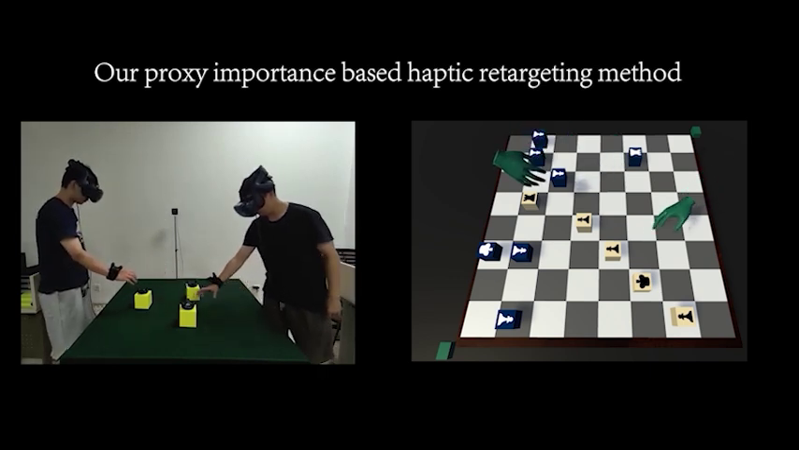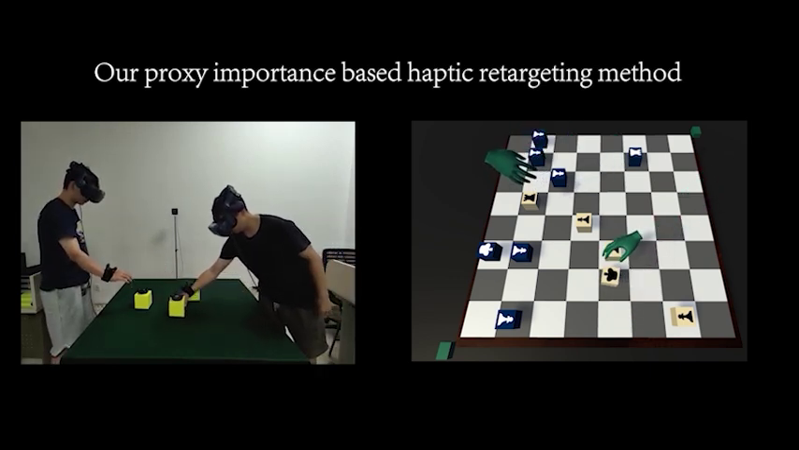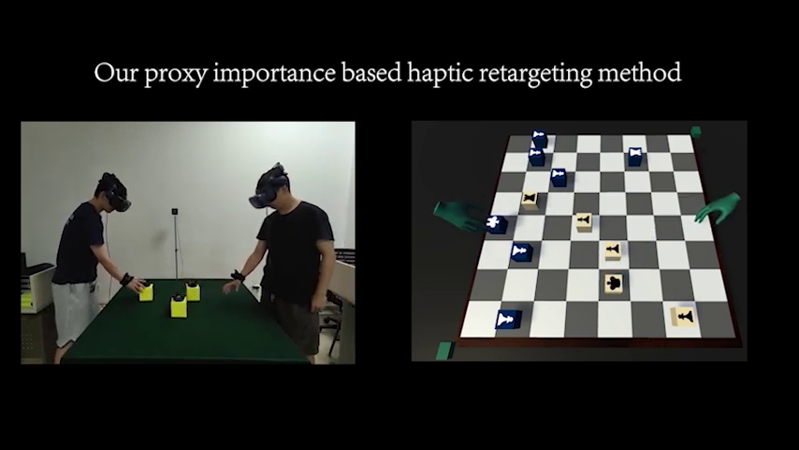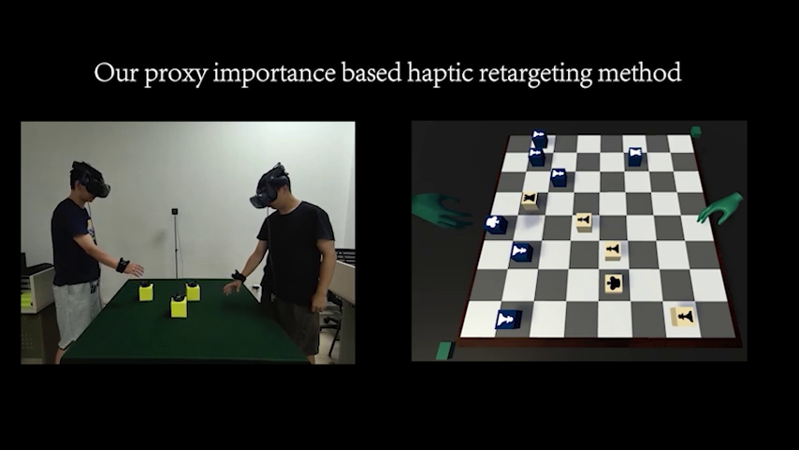In this paper, we propose a proxy importance-based haptic retargeting method with multiple props for dynamic scenes. Here is the video of two users playing chess in VR with our method.